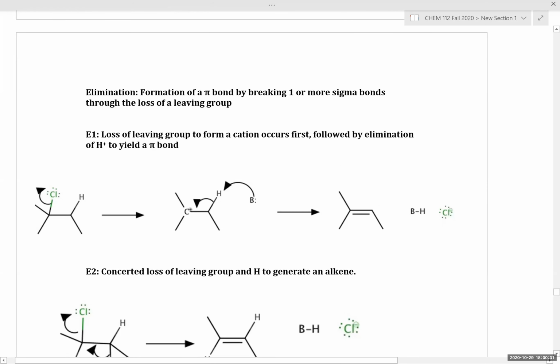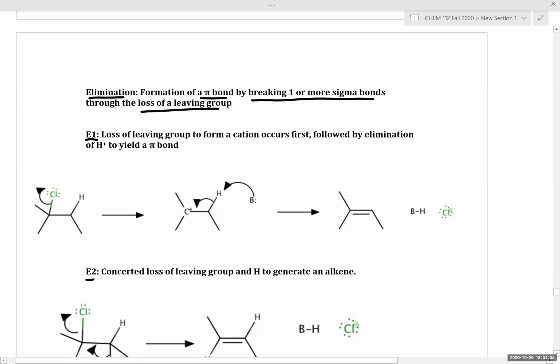So we've looked at some bond forming or addition reactions. Let's look at some typical elimination reactions. There are two general types of elimination reactions that we'll see very commonly. The first, elimination generally, is the formation of a pi bond by breaking one or more sigma bonds through the loss of a leaving group. The two major types of elimination reactions that we'll see in this class are the E1 and E2 reaction.